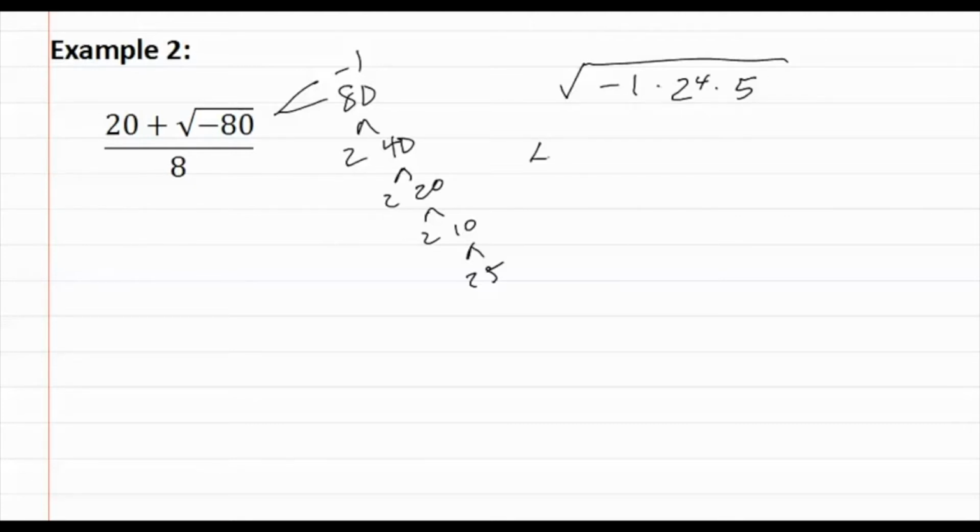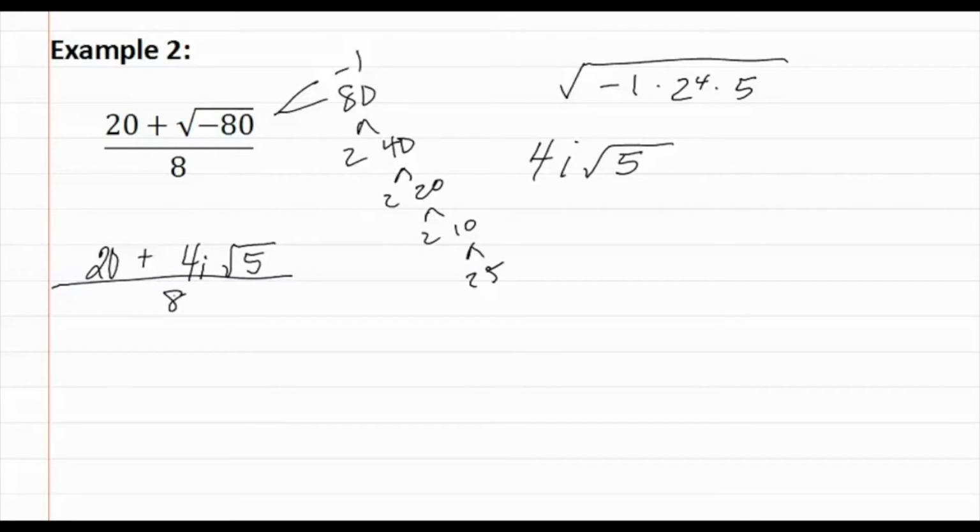This means that 2 squared, or 4, comes out, as well as an i, and that the 5 stays in. As you've noticed, the i we treat just like a variable, and it goes after the numbers. Let's place this into the problem. We have 20 plus 4i root 5 over 8.